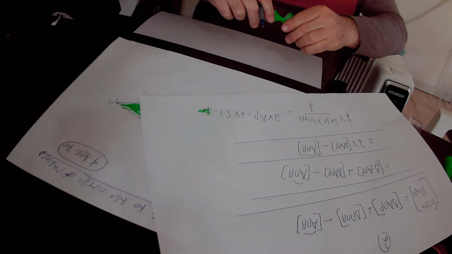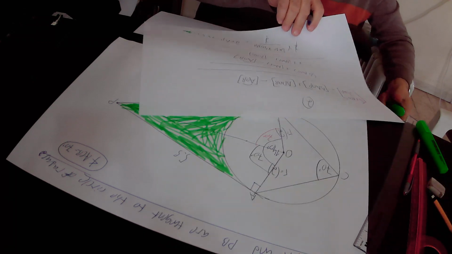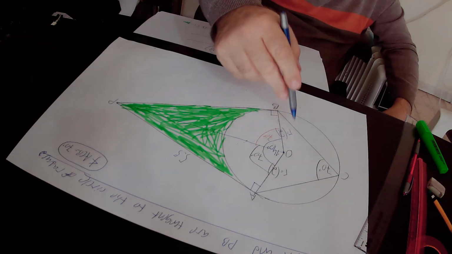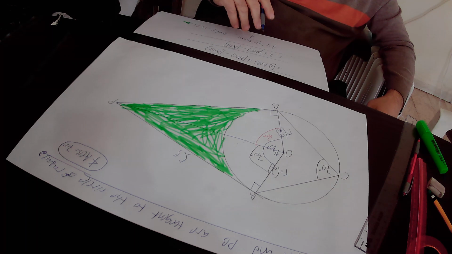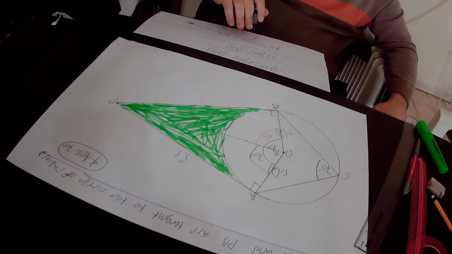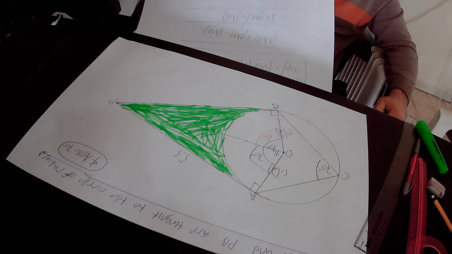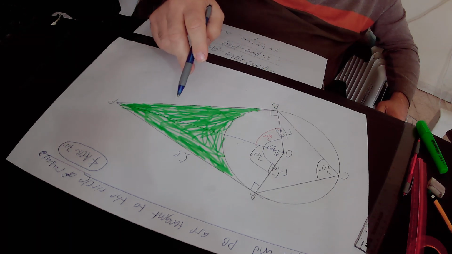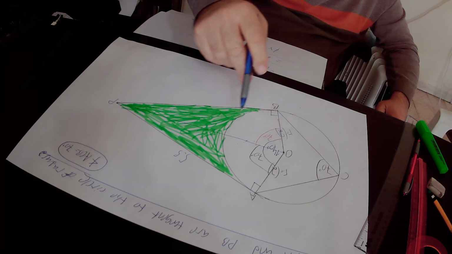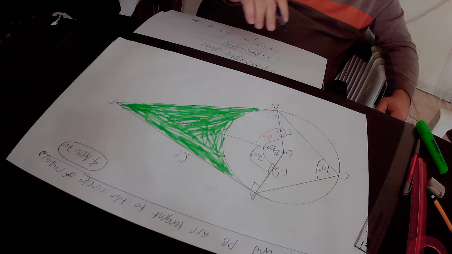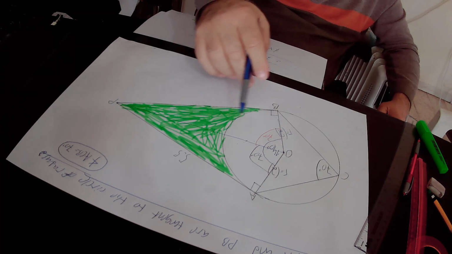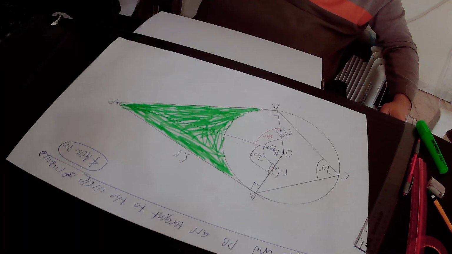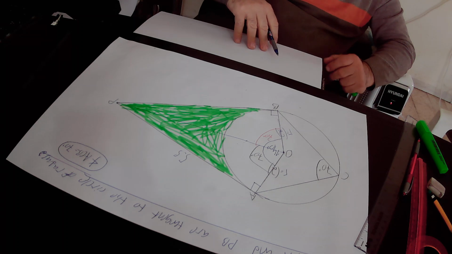Now we'll find out the area of this sector AOB. The area of those 2 right triangles minus the area of sector AOB equals the size of this green area. So what is the area of sector AOB?